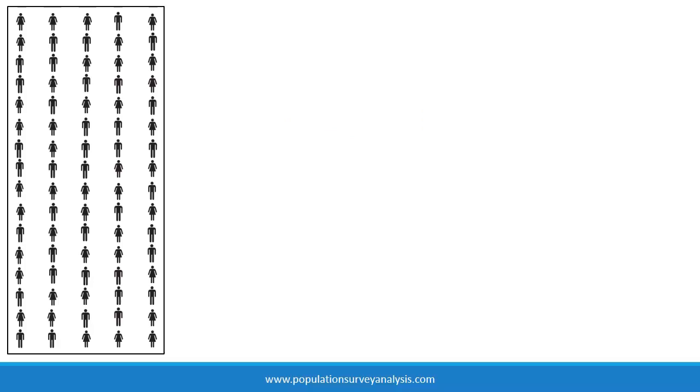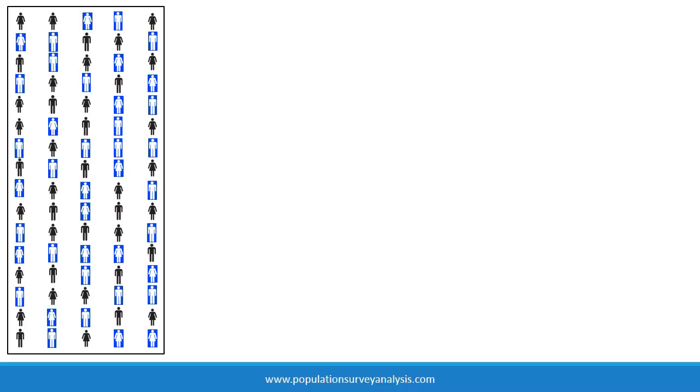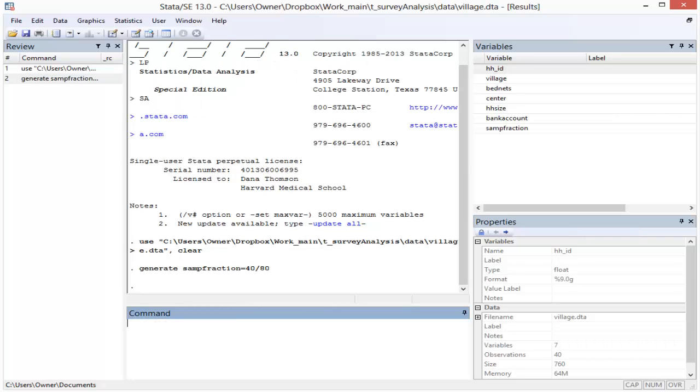Let us go back to the example of a village with 80 households. We want to estimate the percent of households with a bank account in that village. We randomly sample 40 households and administer a questionnaire to one adult in each household. The questionnaire responses are captured in the dataset village.dta. In Stata, we first generate a value for the finite population correction factor, which is equal to the sampling fraction, little n over big N, or 40 sampled households divided by 80 total households.